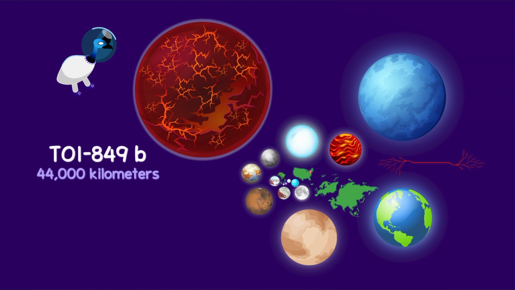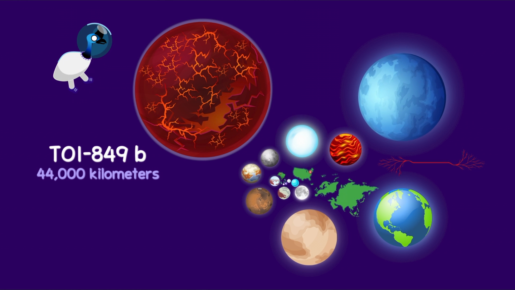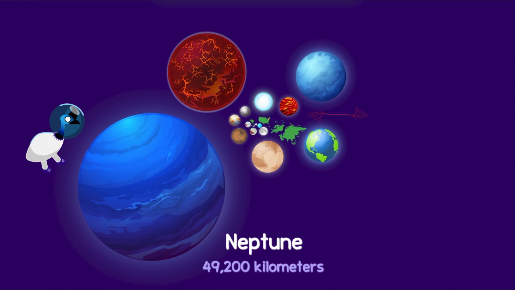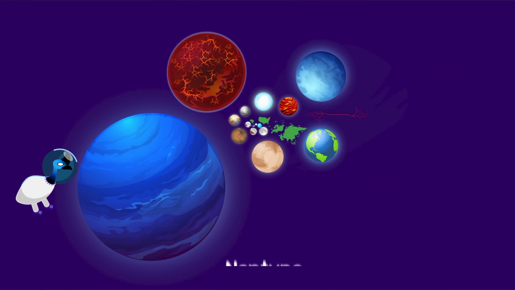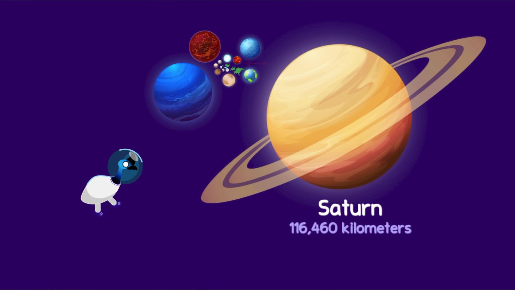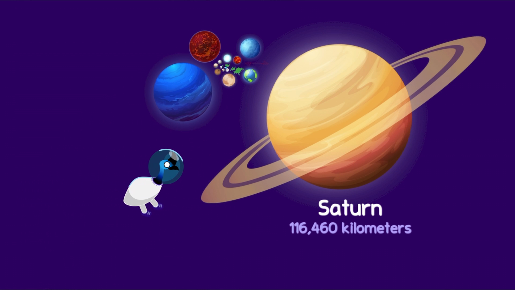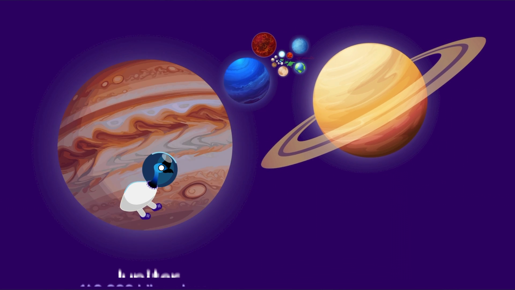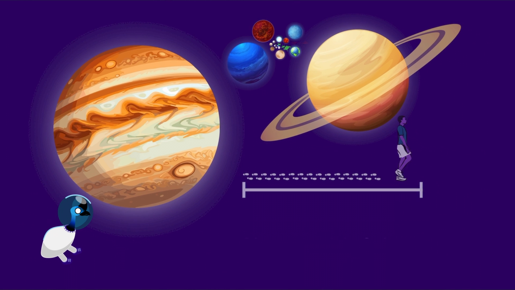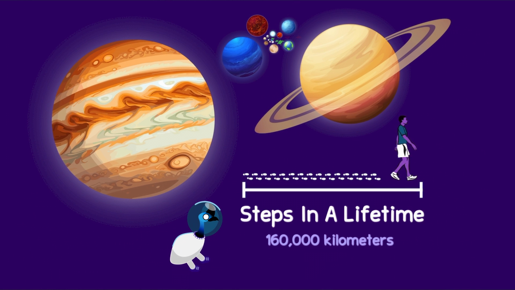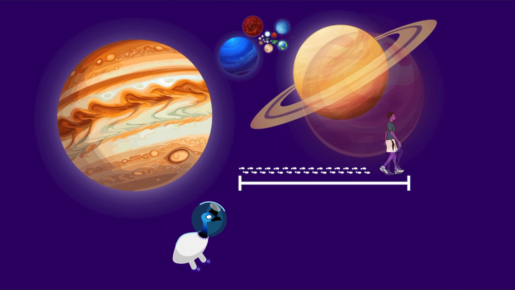TOI 849b, 44,000 kilometers, a massive exoplanet with extreme heat orbiting a distant star. Neptune, 49,200 kilometers, the 8th and farthest known planet from the Sun in our solar system. Saturn, 116,460 kilometers. Jupiter, 140,000 kilometers. Steps in a lifetime, 160,000 kilometers.